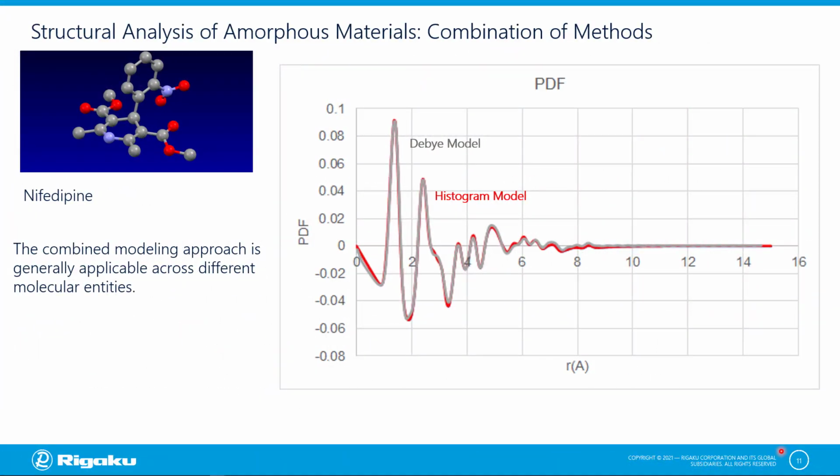And just to show you that the last result wasn't just an accident or a fluke, here is a similar approach done for nifedipine, again a molecular model taken from the Cambridge Structural Database. And here we have the result of the two orthogonal approaches. The gray is the Debye model, and the red is the histogram model. I think you'll agree that overall the agreement is pretty spectacular.